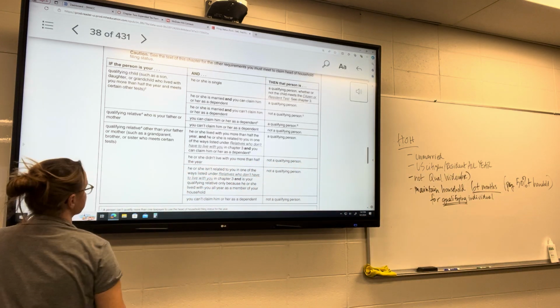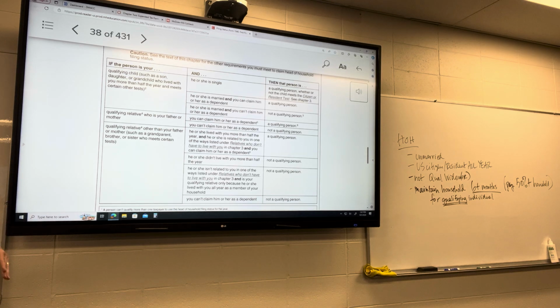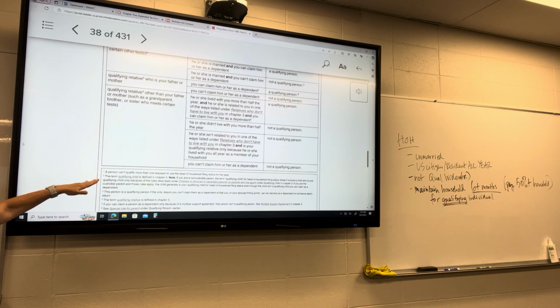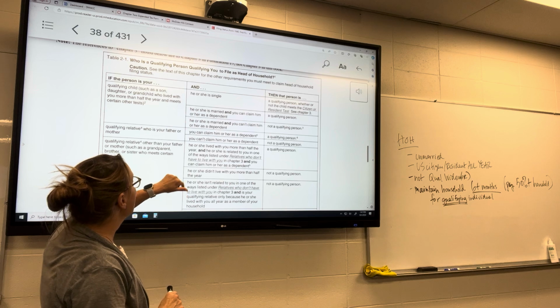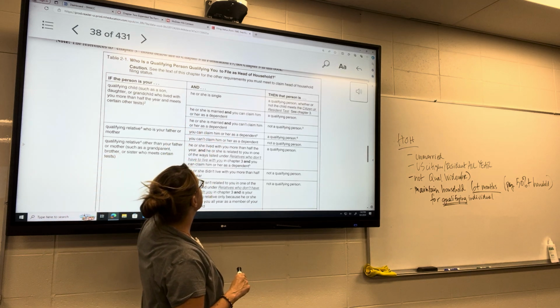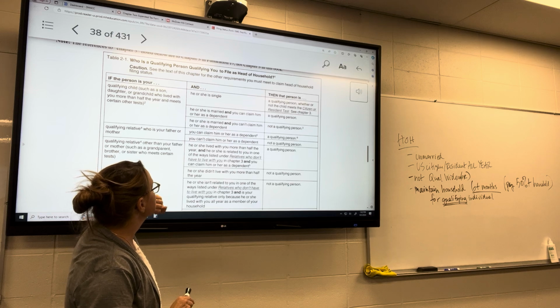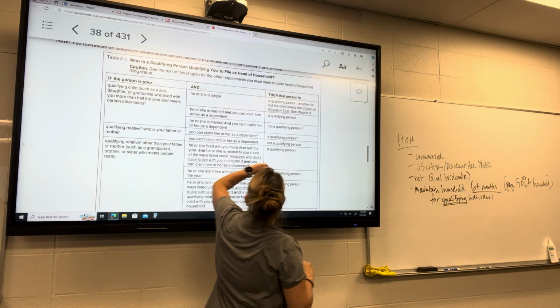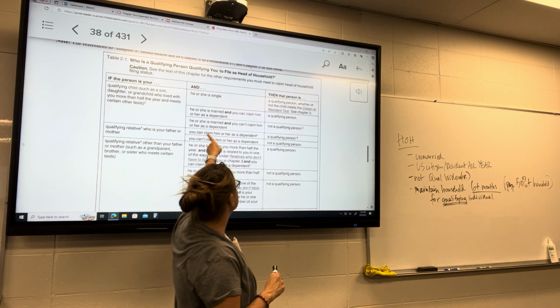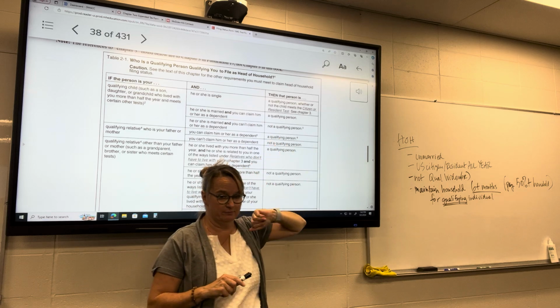How are you related to this person? How is the taxpayer related to this individual? If the person is your qualifying child, son, daughter, grandchild, who lived with you for more than half of the year and meets certain other tests, and we won't talk about that quite yet, and that child is single, or they're married but you can claim them as a dependent, then they are a qualifying person. If they are married and you can't claim them as a dependent, then they are not a qualifying person.